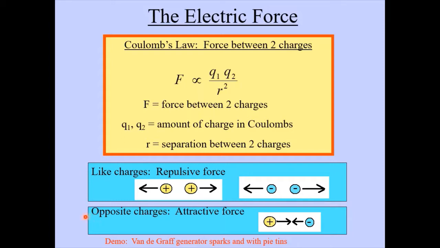You've probably heard the saying that opposites attract. Well, that comes from electricity. Opposite charges have an attractive force, so a positive and a negative charge will have a force, given by this law up here, but the force is attractive, which will tend to pull these two charges together.